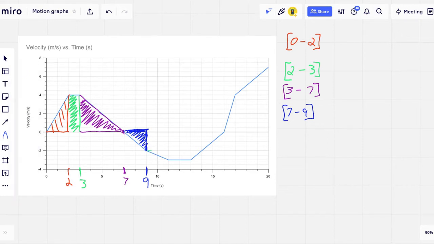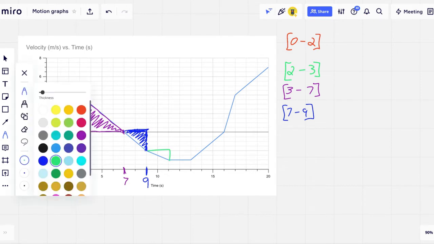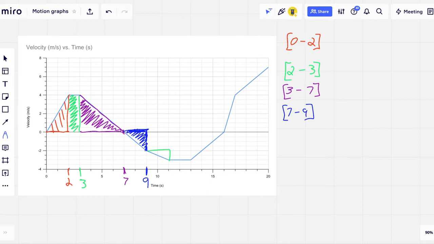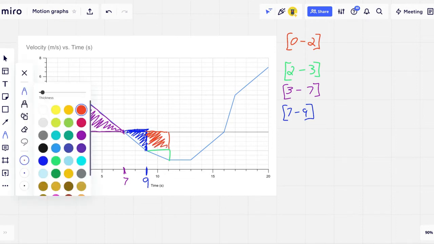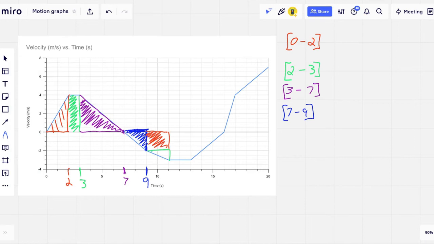This next section from 9 to 11 seconds has two shapes that I have to identify. It has this triangle right here, and then it has a rectangle here. Now, for the triangle, I have to identify the triangle's base, which is from 9 to 11 seconds. So the base is 2 seconds.